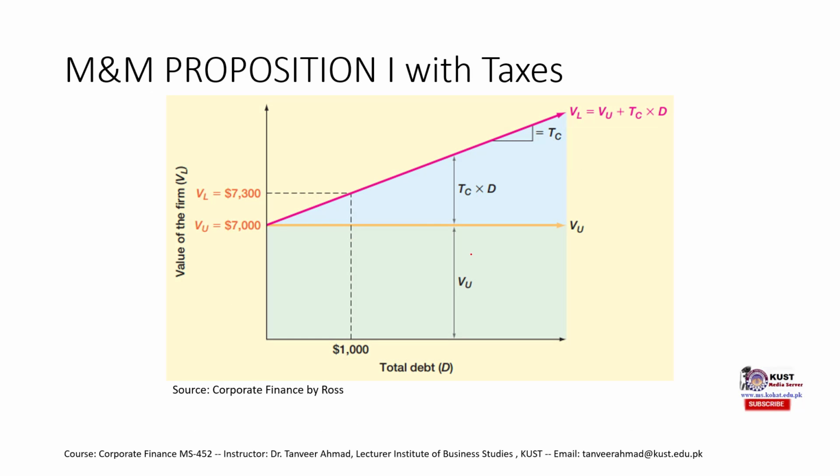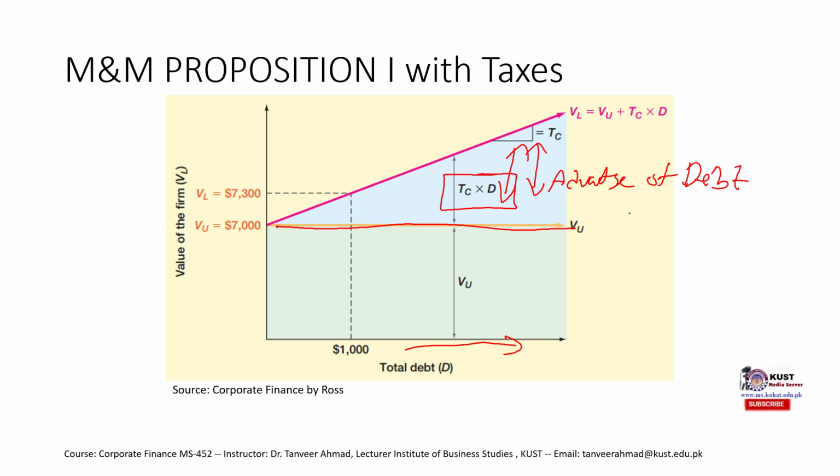Similarly, this graph is also a depiction of the same idea. The value of unleveraged firm is denoted by this line, right? And as we increase the debt, the value of leveraged firm increases, and the gap between these two is due to the present value of the tax shield. So this is the advantage of debt in case there are taxes, right, with taxes. Okay, so in the next lecture we are going to discuss Proposition 2, and explore how WACC changes with taxes.